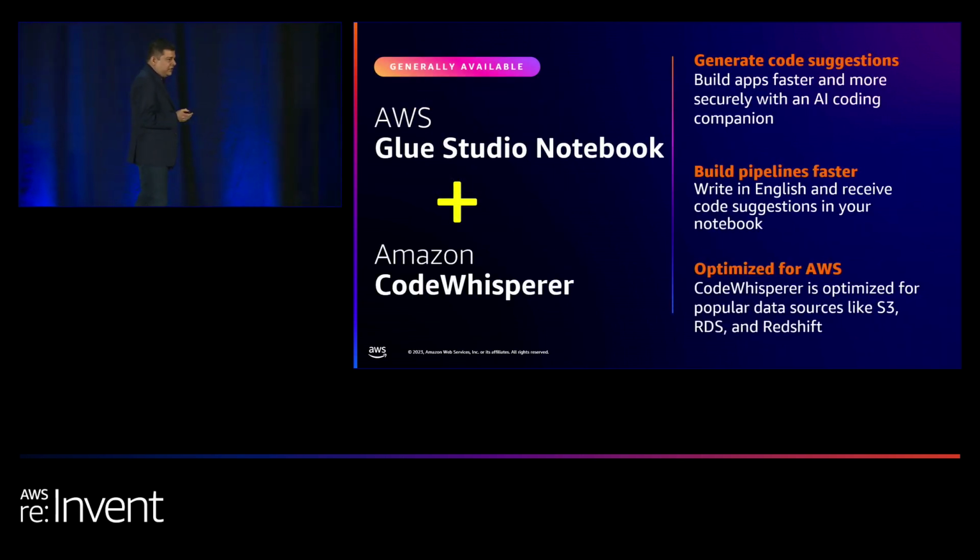This year, we integrated CodeWhisperer with Glue Studio Notebook. And here, the idea is that you will be able to generate code for your data integration pipeline. For complex transforms that are difficult to code, by integrating with CodeWhisperer, you can actually automatically generate that code. So next, I'm going to show you a demo of how this works.